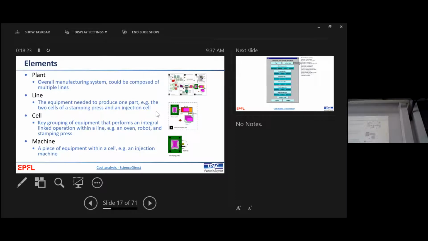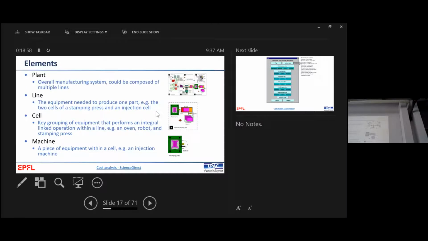The kind of elements we talk about are an overall plant, which could be multiple manufacturing lines. So you have to assemble several components together. Then you have your line, which is like here, a line to make one piece. Inside the line, we have a cell. And we like to break it down into cells because this machine might have a different cycle time to this machine, okay? So you can't model them with the same cycle time, or maybe you can, but it's nice to have them separated out, and then you can see which cell is contributing to your overall cost.